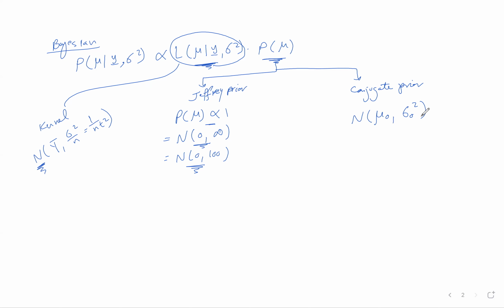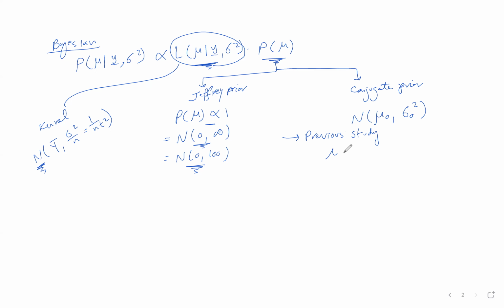So how do I find mu 0 and sigma 0 squared? I will talk about this one because this is very important. How do I find mu 0 and sigma 0 squared using a previous study or based on my beliefs? It is very simple. There are many ways to get mu 0 and sigma 0 squared. One of them is you can use a previous study.